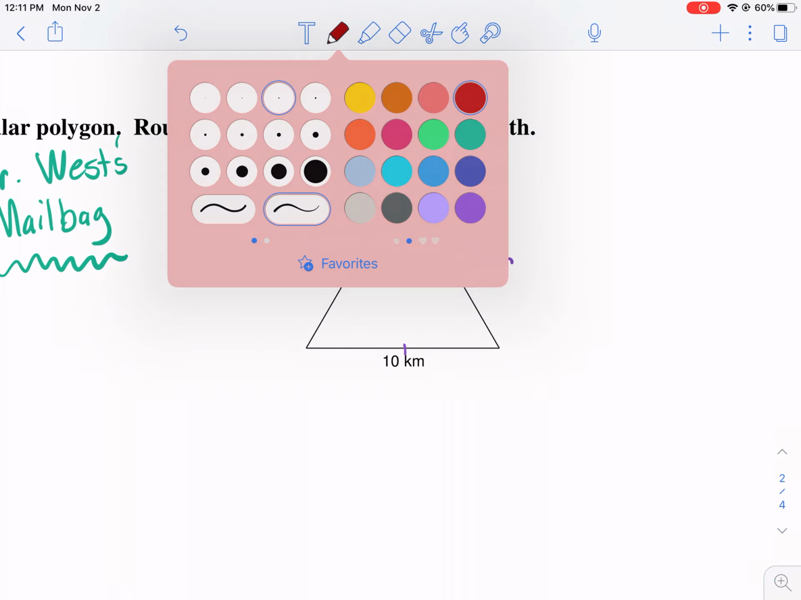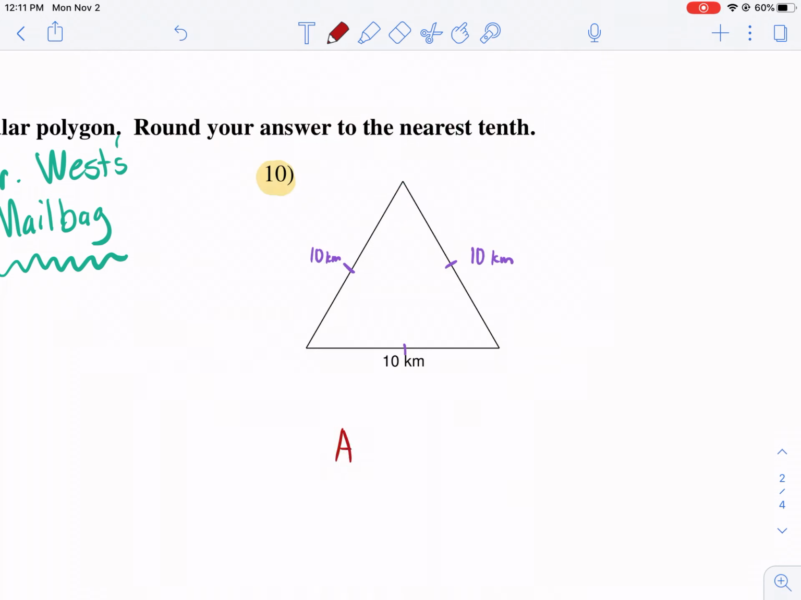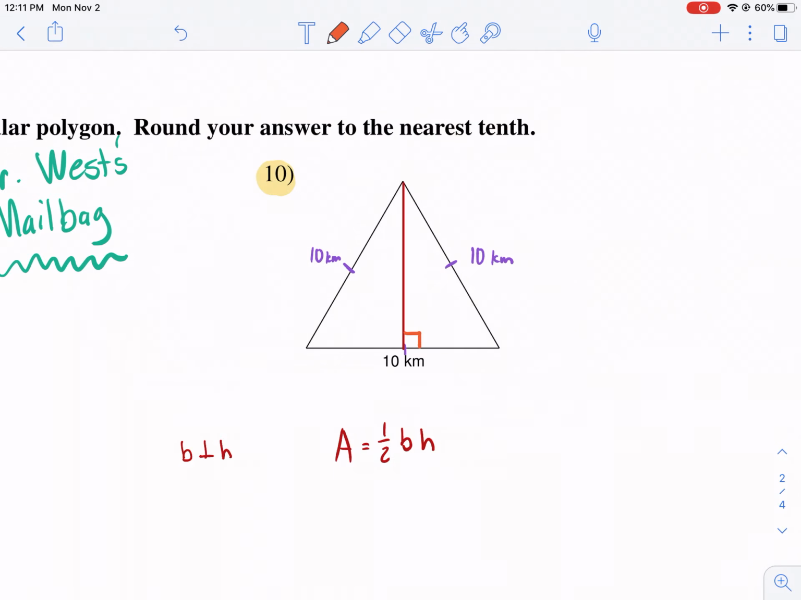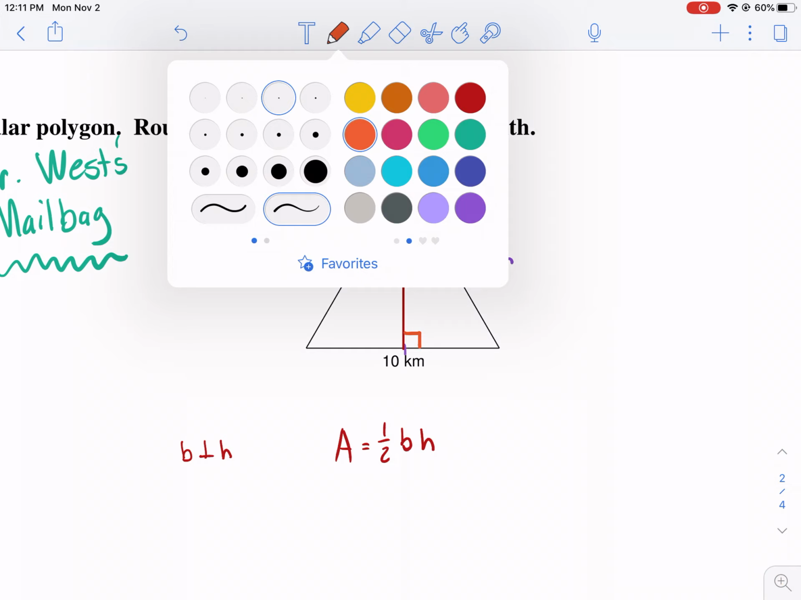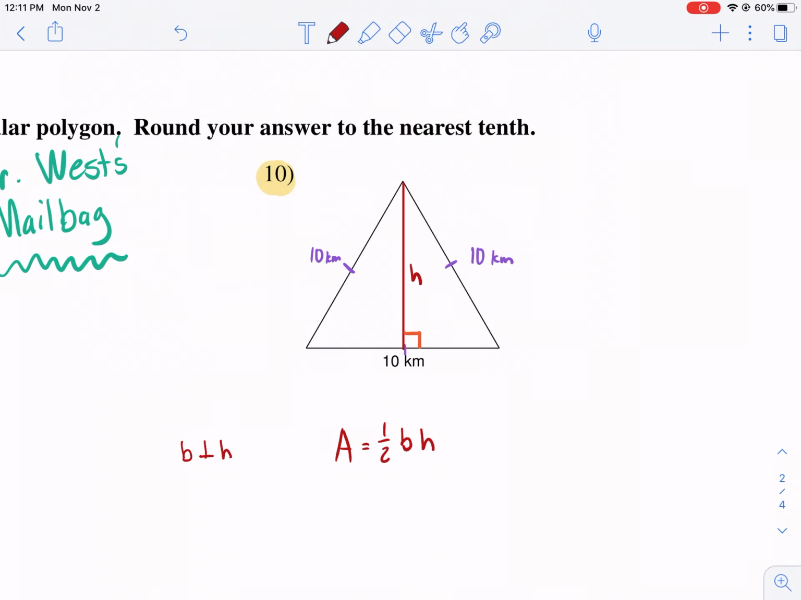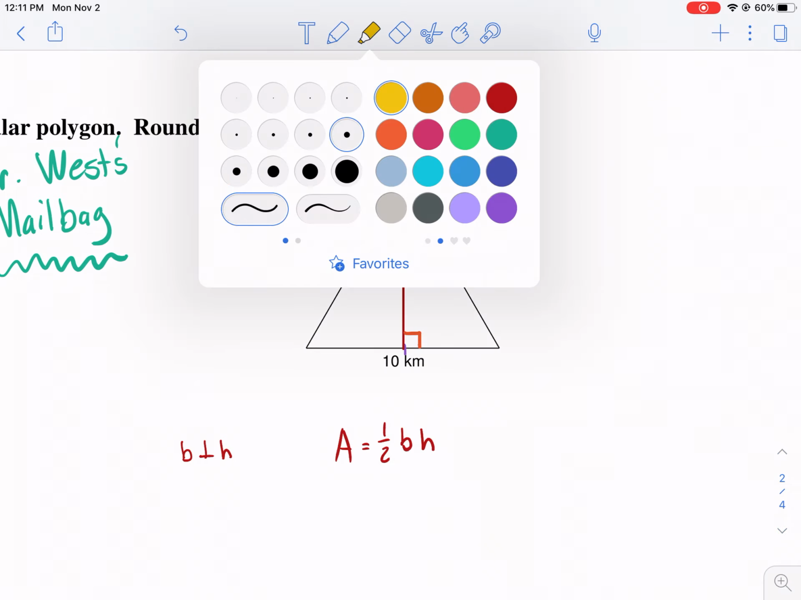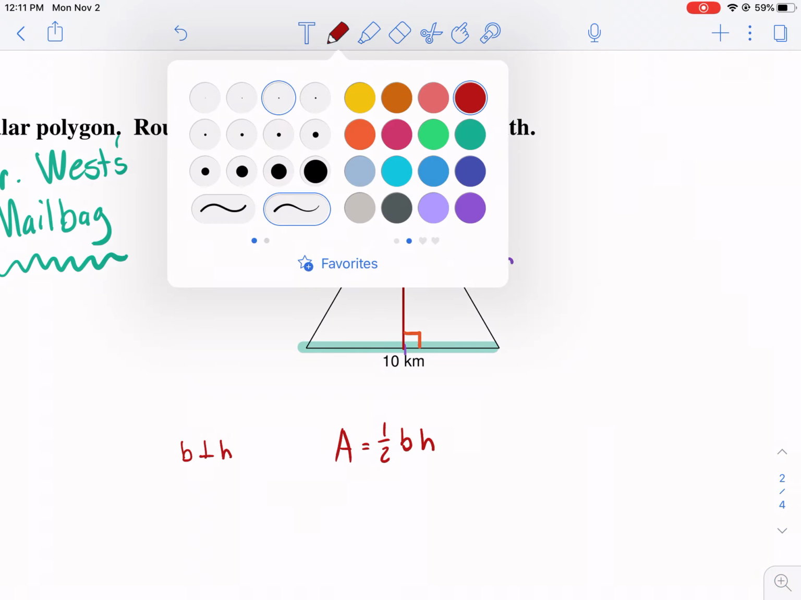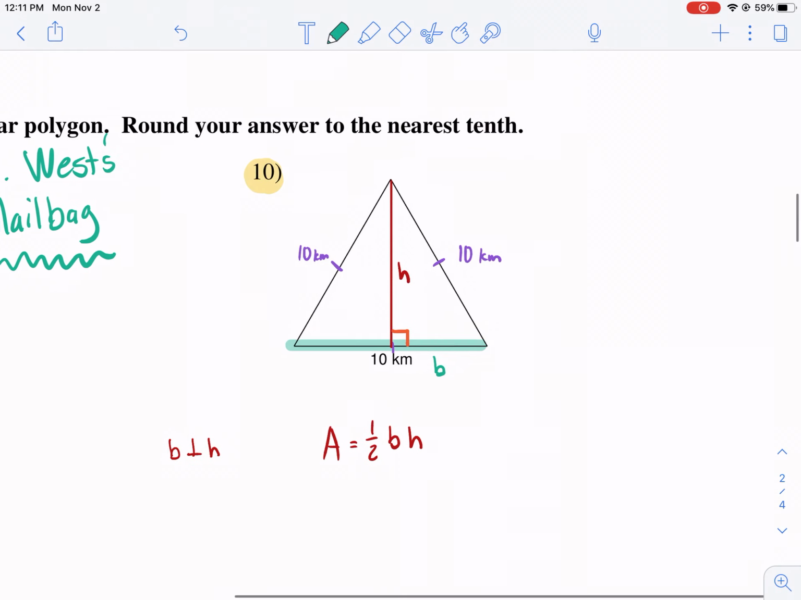Well, the first thing we need to understand is the area formula for a triangle is 1/2 the base times the height. The base and the height for a triangle need to be perpendicular to each other. So if we go ahead and draw such a situation, we create this to be 90 degrees. So this would be our height, h. And that would make this line here, let's draw it, that would be our base. So our base and our height are perpendicular to each other.